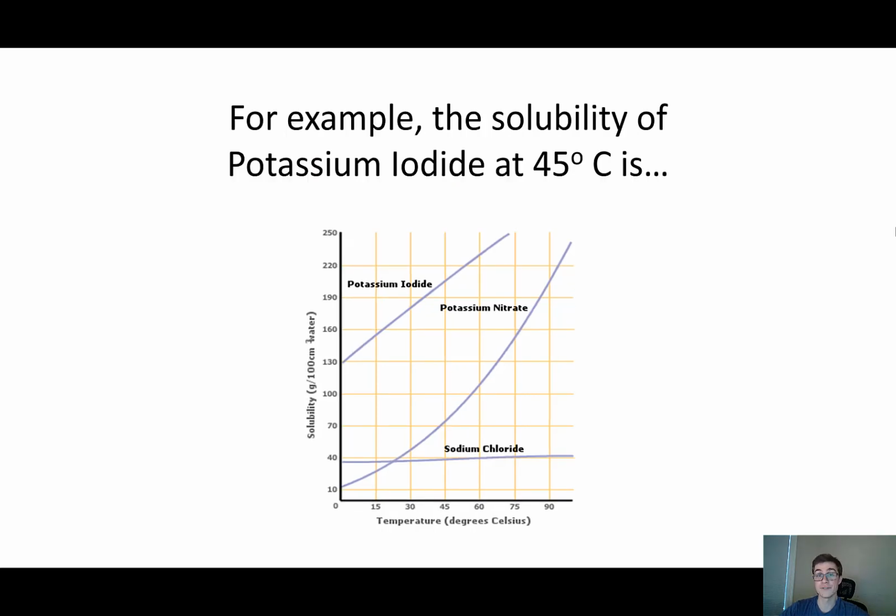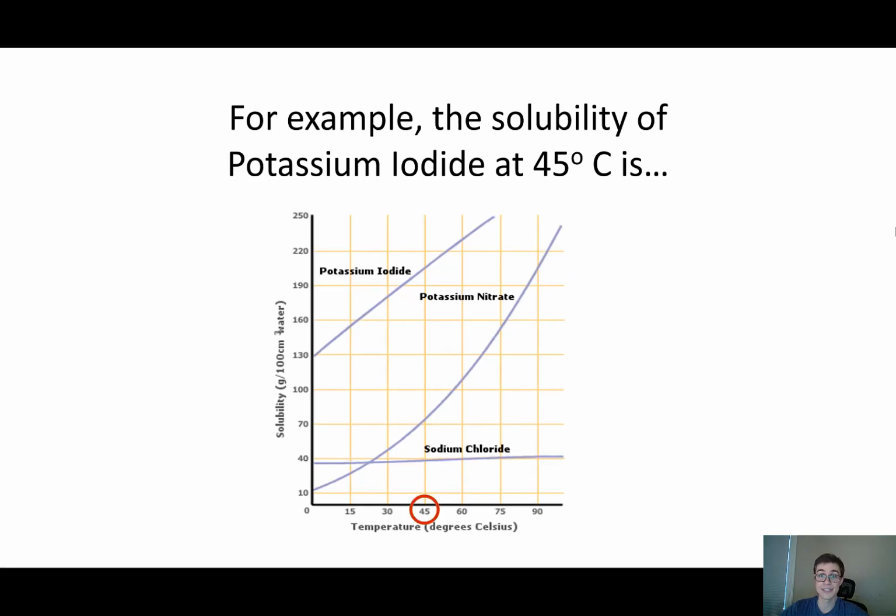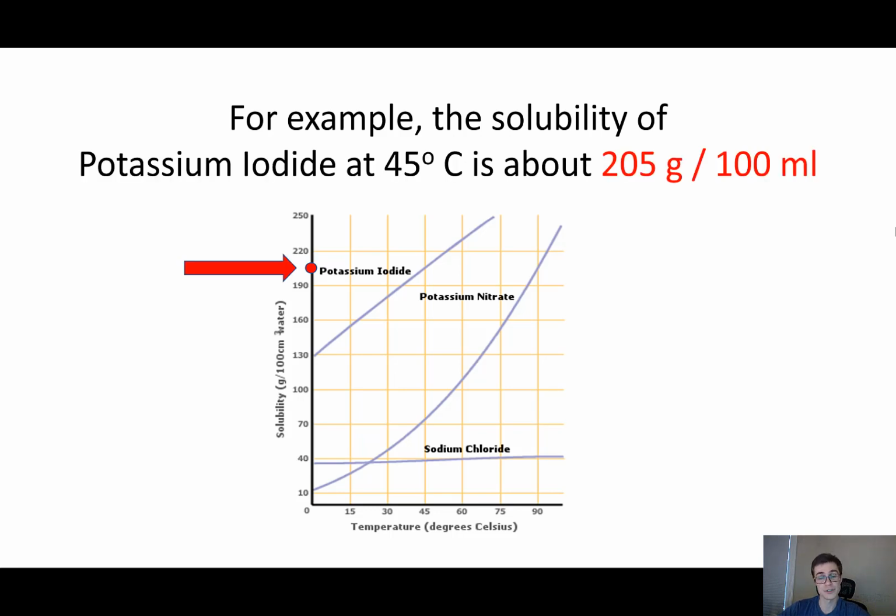For example, if I wanted to figure out the solubility of potassium iodide at 45 degrees Celsius, I would look at 45 degrees on the temperature axis. I would draw a line mentally to go up to the potassium iodide line, because that's what I care about. And I would look at the corresponding amount on the mass axis on the left. So the solubility of potassium iodide at 45 degrees Celsius is around 205 grams per 100 milliliters.